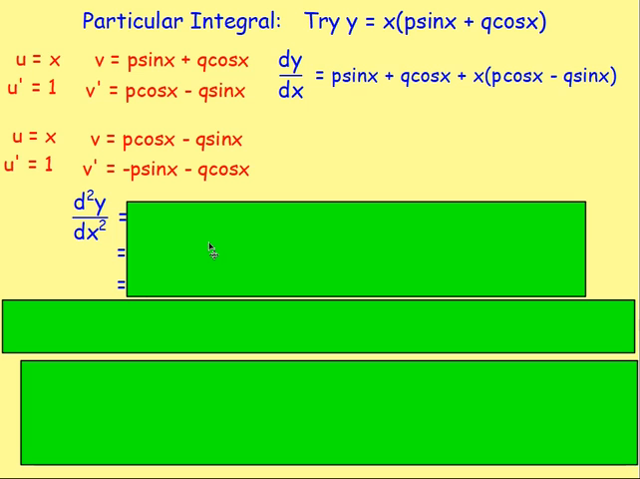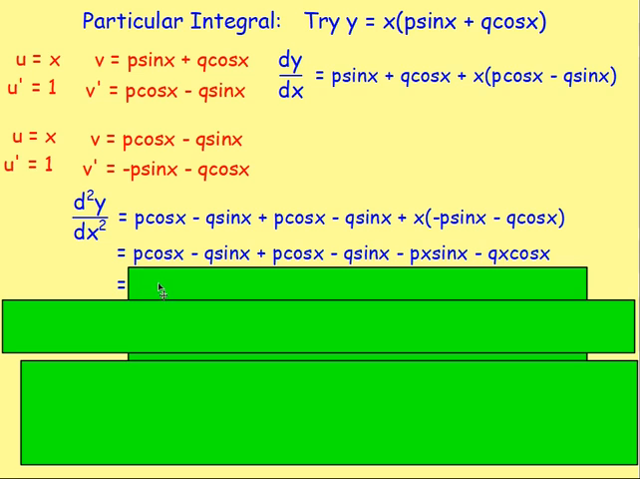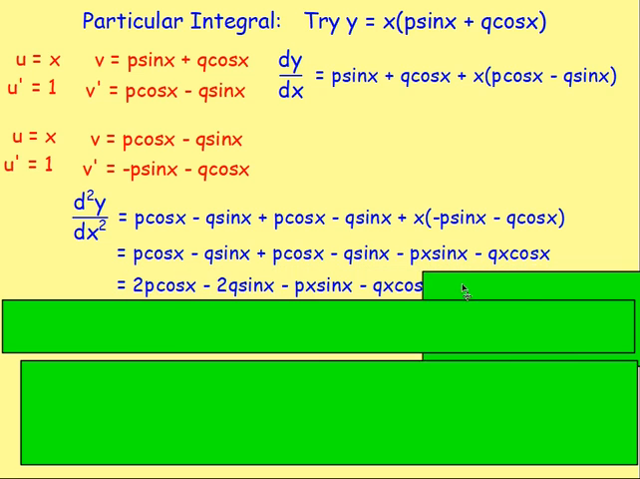d2y by dx squared therefore will become, if you differentiate p sine x, you get p cos x. Differentiate positive q cos x, you would get negative q sine x. And then you're bringing in u dash v plus u v dash for differentiating this part here. That is what you will end up with. Multiply out the brackets, and that is what you will get. But you can then simplify those terms, and that will give you 2p cos x, because we have a p cos x plus a p cos x, and we've got a minus q sine x, take away another q sine x, so minus 2q sine x, and these terms would stay as they are.